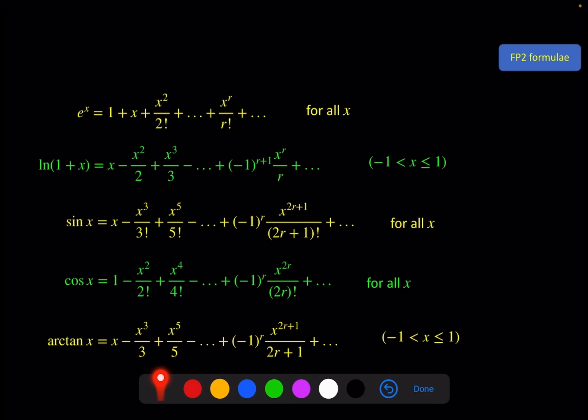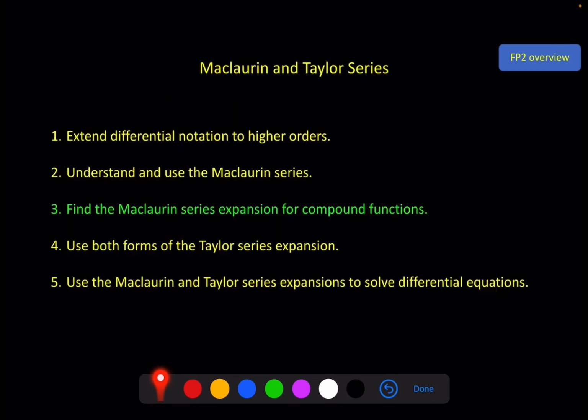So the starter question here is, which of these are given in your formula booklet? Because these would be very annoying to have to memorize. And the happy answer is all of them. You don't need to memorize any of these. They're all given to you in the formula booklet. A consequence of that is that the examiners can set questions based around these using compound functions, which is what we're going to look at in this video here.